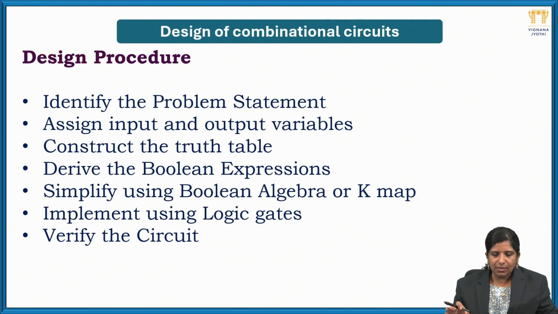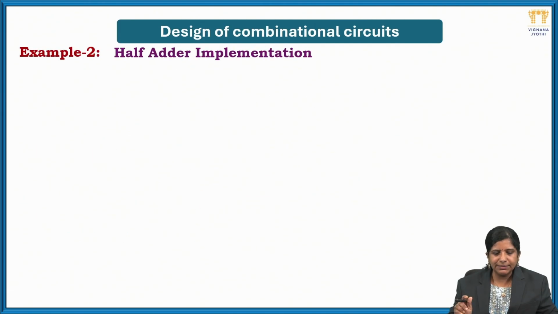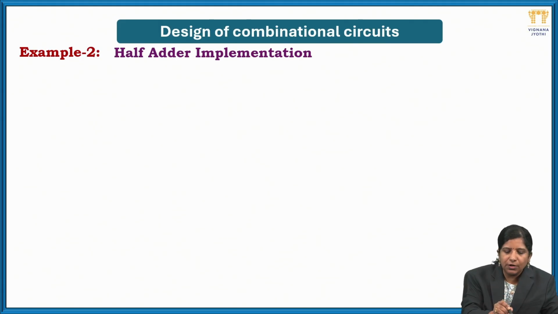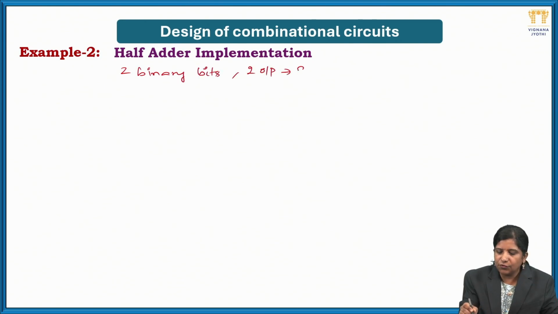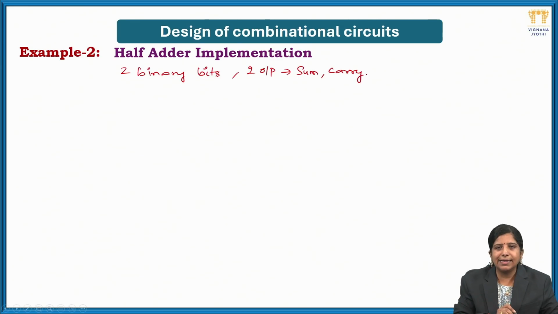Now, we'll check one more example. This is a half adder implementation. We know half adder, already I told you, design procedure means understand the problem statement first. So half adder is used to perform the addition of 2 binary bits, and it consists of 2 outputs. Always for the adders, it consists of 2 outputs. One we call the sum and the other one is carry.